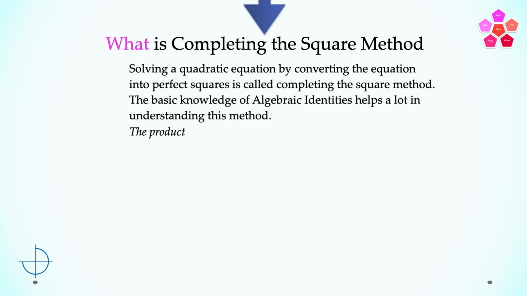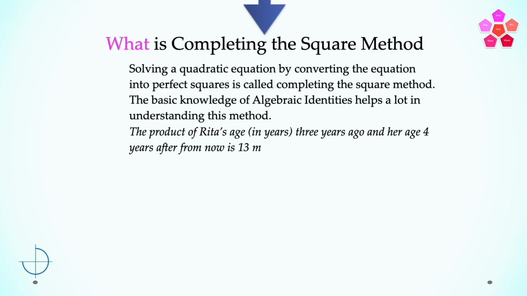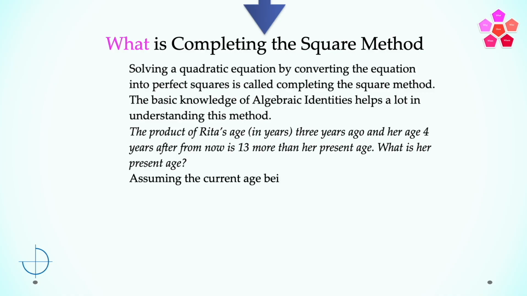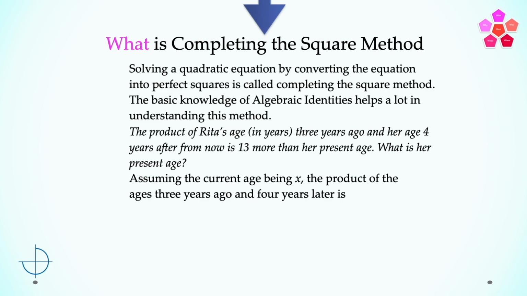The product of Rita's age 3 years ago and her age 4 years from now is 13 more than her present age. What is her present age? Oh, I know it sounds confusing, but it's actually very simple. Assuming the current age being x, the product of the ages 3 years ago and 4 years later is equal to x minus 3 as a whole multiplied by x plus 4.